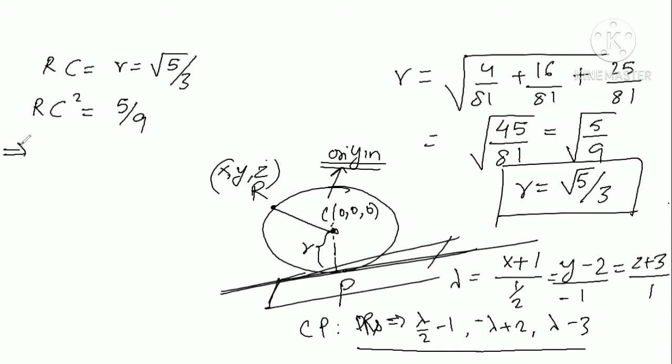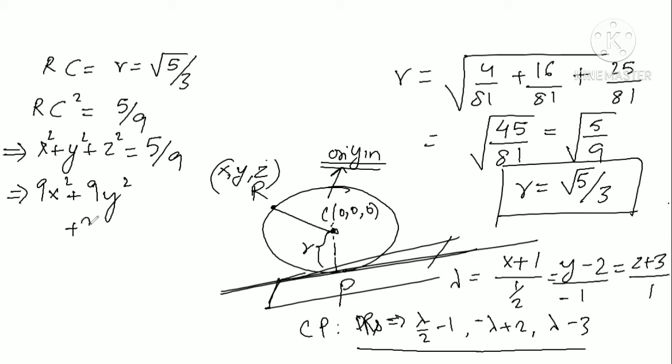So now if you take square on both the sides, RC square will become 5 by 9, and then you write RC square using the distance formula. So (x minus 0) whole square, x square, then (y minus 0) whole square, y square, and then (z minus 0) whole square, z square is equal to 5 by 9. And then if we cross multiply and rearrange the terms, we get the equation of the sphere as 9x square plus 9y square plus 9z square minus 5 is equal to 0. Okay.